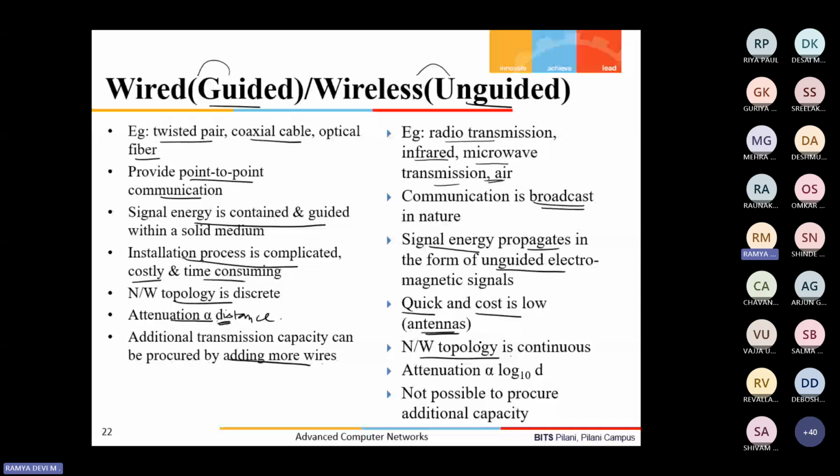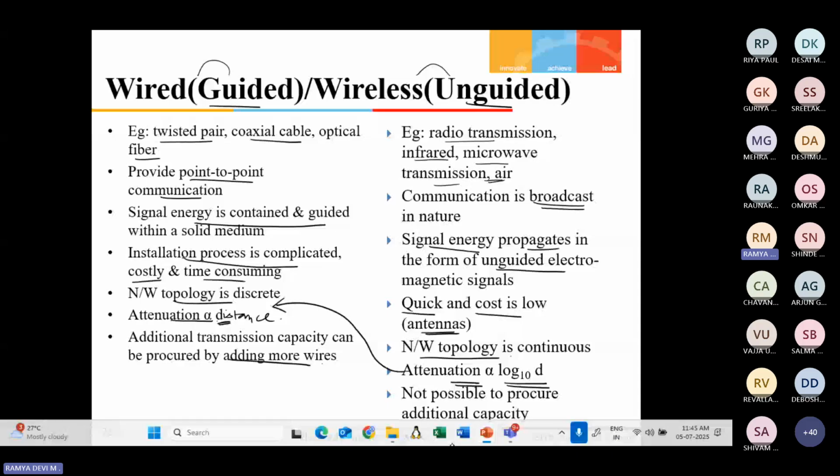Signal loss grows more slowly over distance when compared to guided media, but it is very susceptible to interference. It is not possible to simply add more air. If I want to increase the capacity here, it is not possible to add air. In guided media, I can add more wires, but here, air is the medium. I cannot add more air, right?